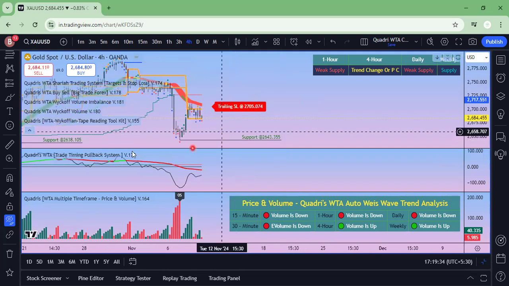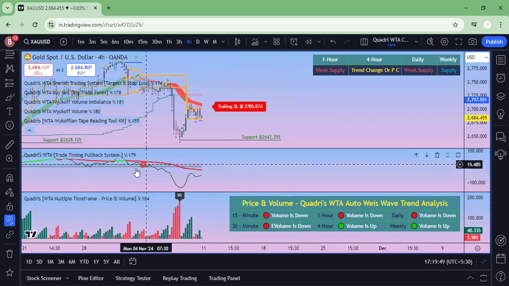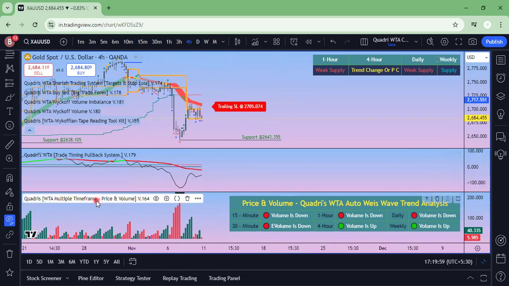After that, we would be looking at version 179, which is a trade timing pullback system. As the name suggests, it is about where to time your trade, and which is the favorable situation wherein you should get into the position, either buying or selling. After that, we would be getting into price and volume.